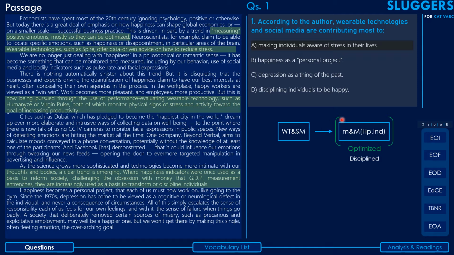In the process, it may happen that the individuals become aware of stress in their lives. That's true, but that's not the core point here that these technologies are contributing to. Let me give you a very simple example. Let's suppose I say that rash driving contributes to fatal accidents, right? Rash driving contributes to fatal accidents. Now, my core point here is fatal accidents, right? Contribution of rash driving to fatal accidents.